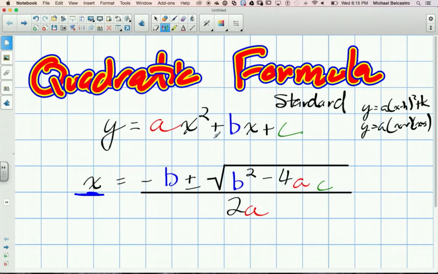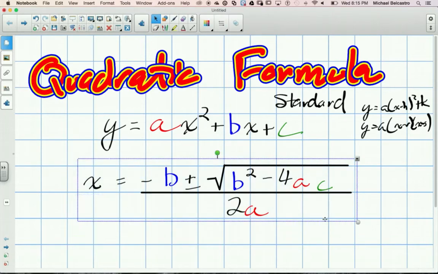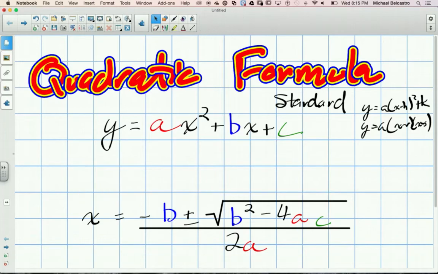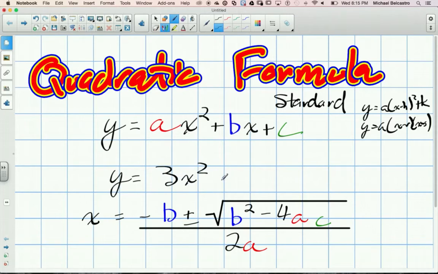So we're going to go to a question. If you remember, you would have learned factoring before, so let's build a question here. Let's say we have y equals 3x squared minus 2x minus 8. I've just arbitrarily made this.